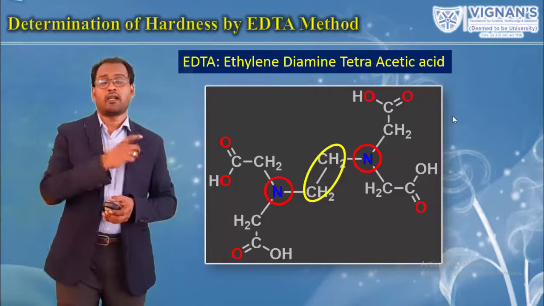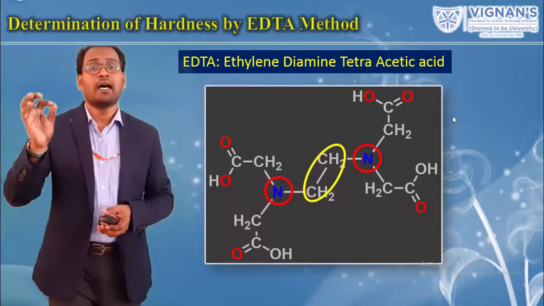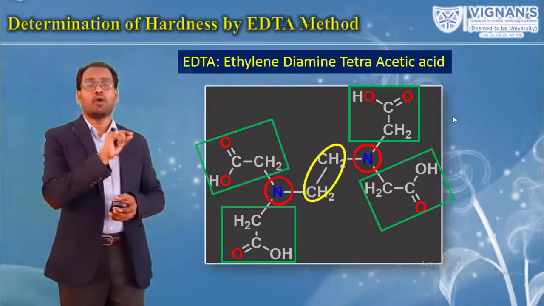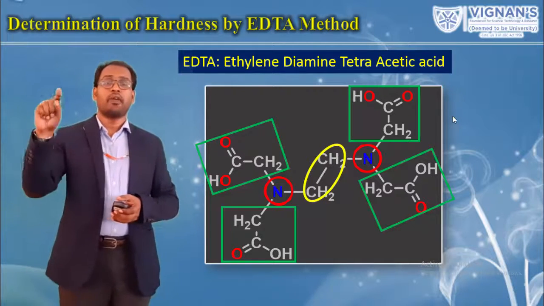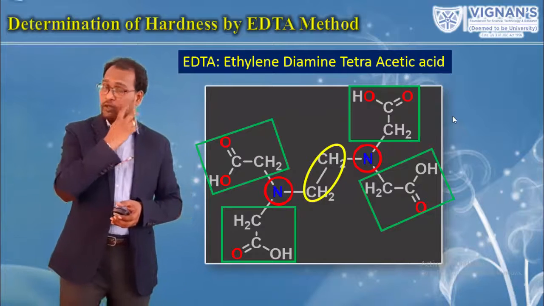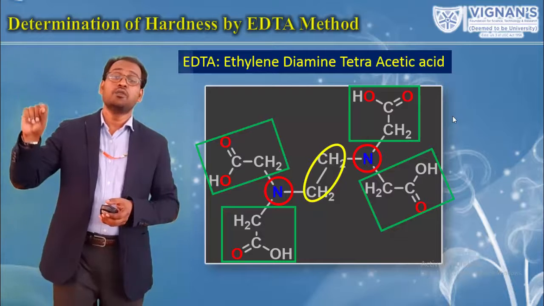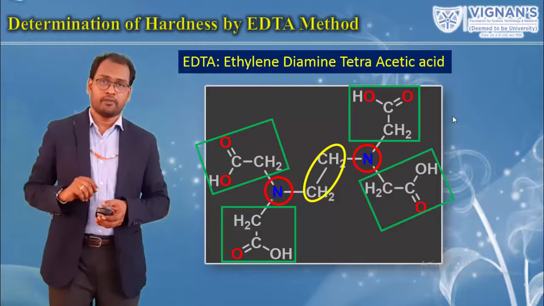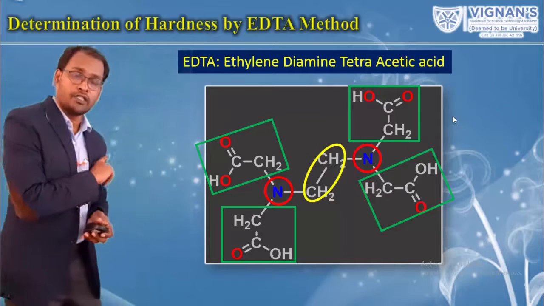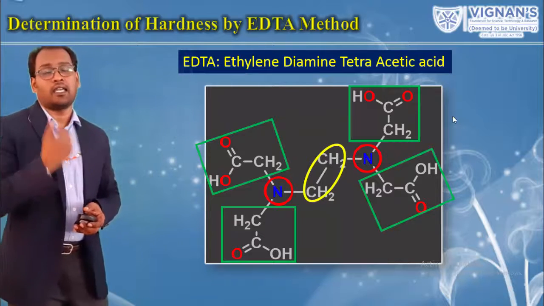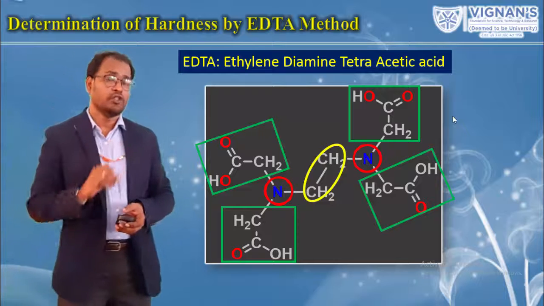These four hydrogen atoms can be replaced with acetic acid molecules. Acetic acid is CH3COOH, right? So when it makes a bond with this ammonia molecule, it will be N-CH2-C double bond OH. The structure is given on the board. It is ethylene diamine tetraacetic acid. So this is the molecule chosen.